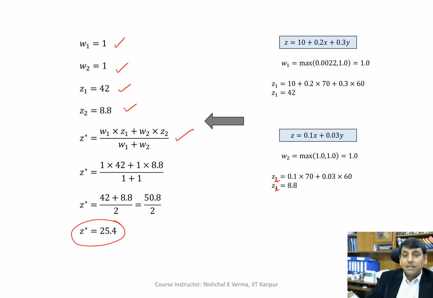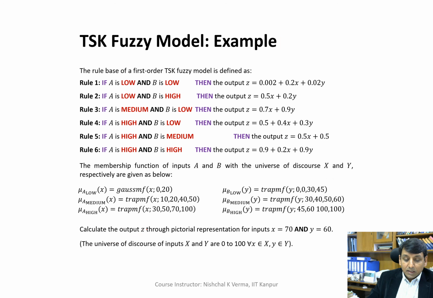So corresponding to the input X equal to 70 and Y equal to 60, we get the overall output as 25.4 when we use a TSK fuzzy model with multiple antecedents and multiple rules. This way we quickly get to know how we can get the final output corresponding to the inputs given for any TSK fuzzy model.